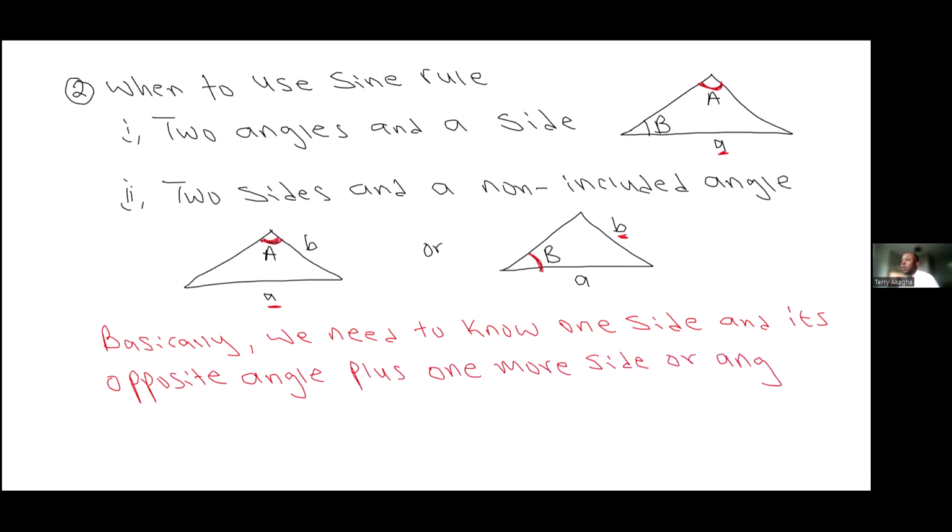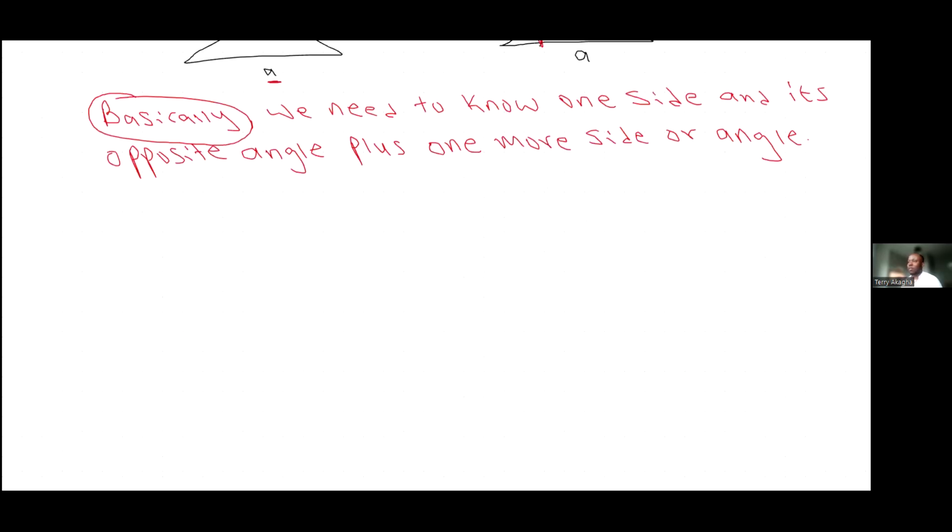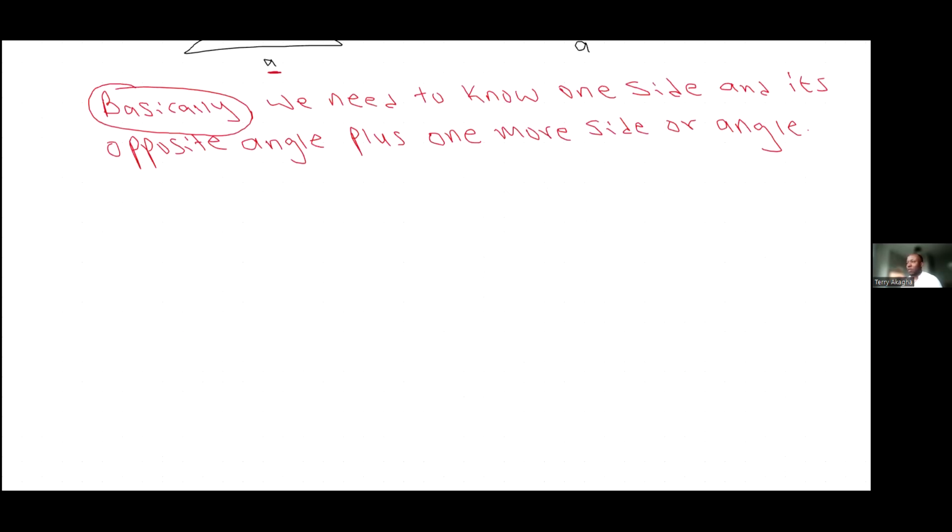Okay, so when you want to use the sine rule, basically we need to know one side and its opposite angle, and then you can have one angle added to it, or one side added to it. Now that is that. So we've now known when to use the sine rule. Now the third thing I want you to know is the formula. So there are three things that are very important before you start solving questions on this.